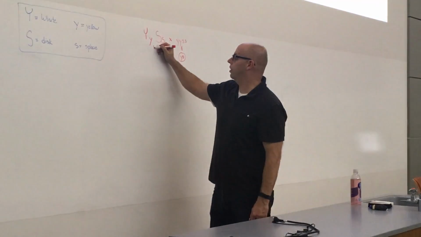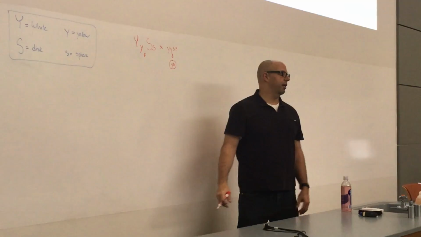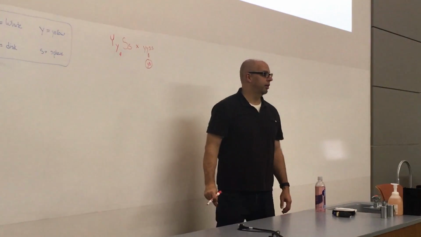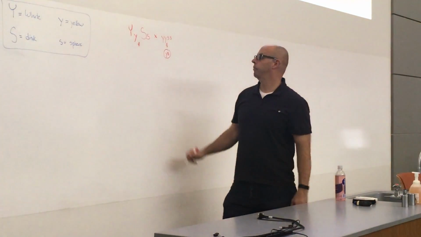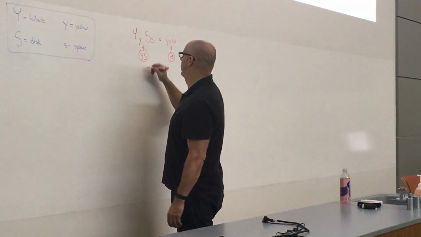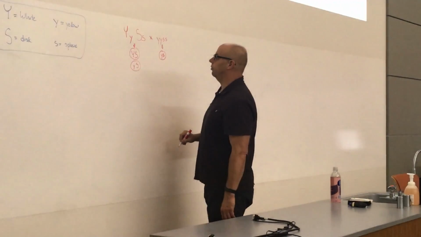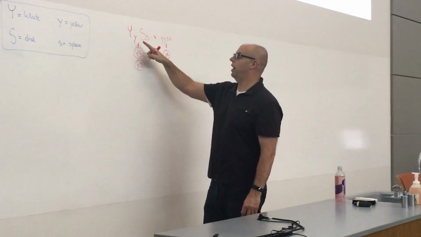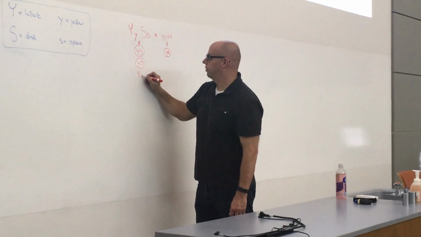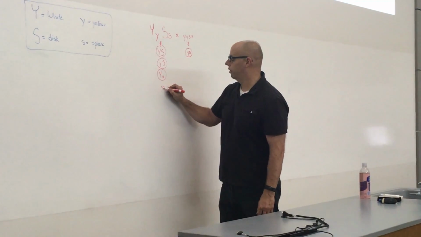Here, what are the genotypes here? Did anybody get this far? What are the possible genotypes? I mean, not genotypes. What are the possible gametes? Big Y, big S. Okay, here's one. Big Y, big S. Good. Little y, big S. Good. What's another one? Big Y, little s. How about that one? Big Y, little s. And then little y, little s.